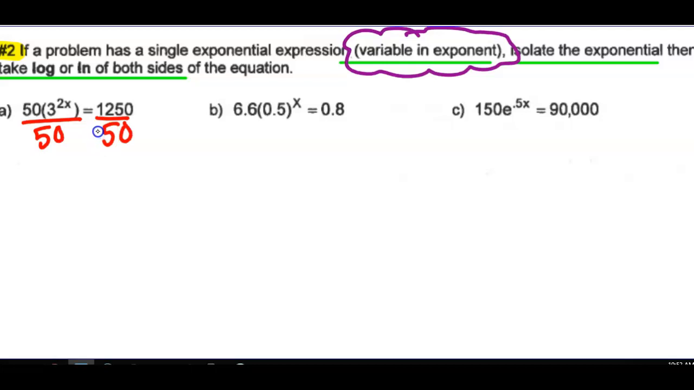I don't want to make a silly mistake, so let me do that. It is 25. So we get 3 to the 2x equals 25. And then whenever x is in the exponent, you have to take the log of both sides. And it doesn't matter what kind of log you do.